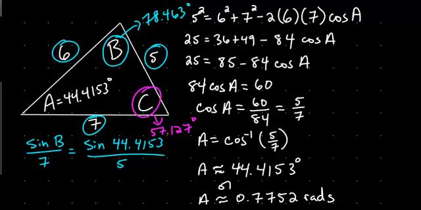So C is about 57.1217 degrees, and that completes this example of an application of the law of cosines on a triangle.